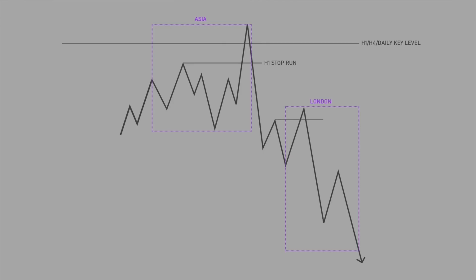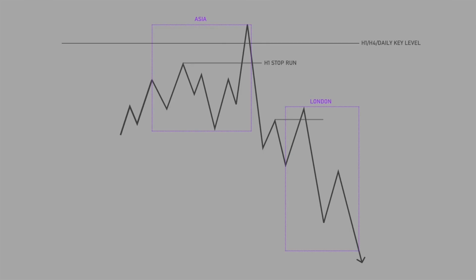In total, there are 4 session profiles, 2 for the London and 2 for the New York session. For both the London and New York sessions, we have a continuation and a reversal profile. So the first one I want to show you is the London continuation profile. And you can see here, we have the Asia session and the London session.